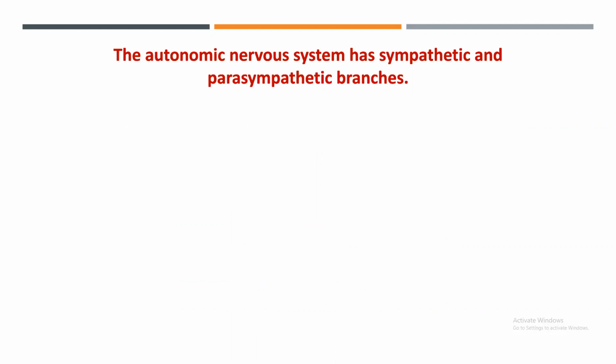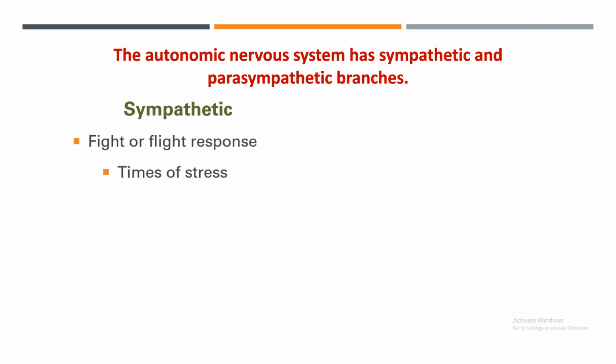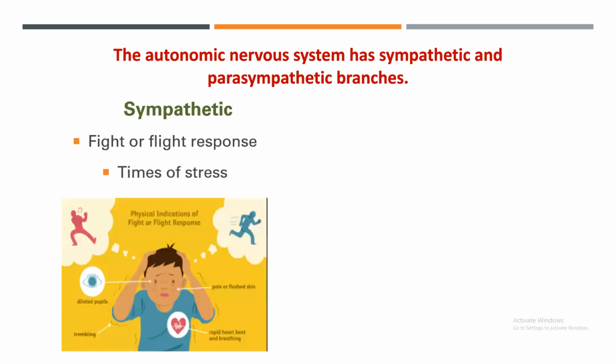Further, the autonomic nervous system has sympathetic and parasympathetic branches. The sympathetic branch, which is also called the fight or flight response, is activated and stimulated at the time of stress. Physical indications of the fight or flight response include dilated pupils, trembling of the body, pale or flushed skin, and rapid heartbeat and breathing.